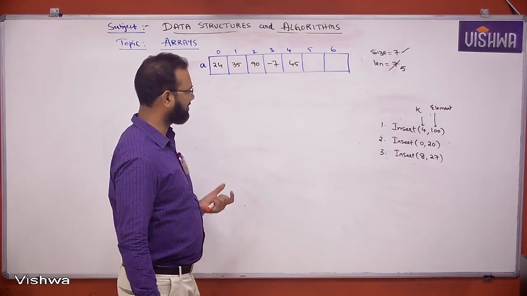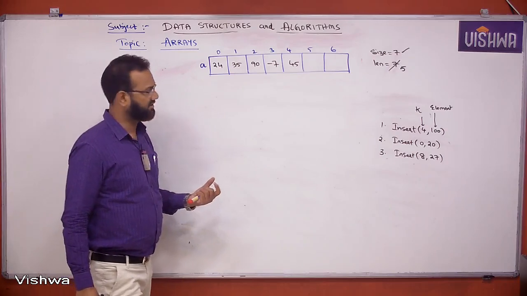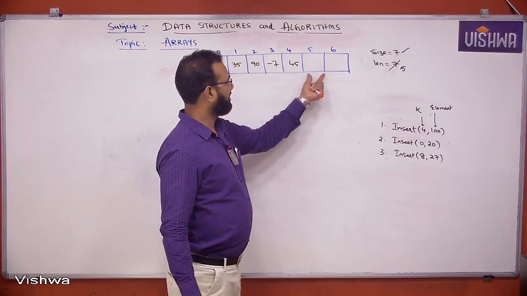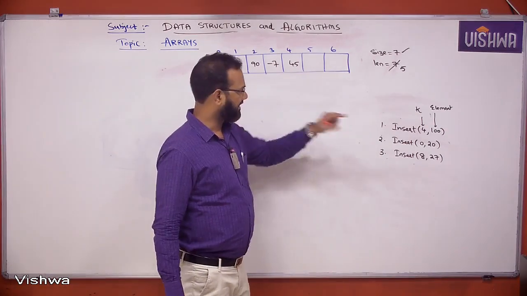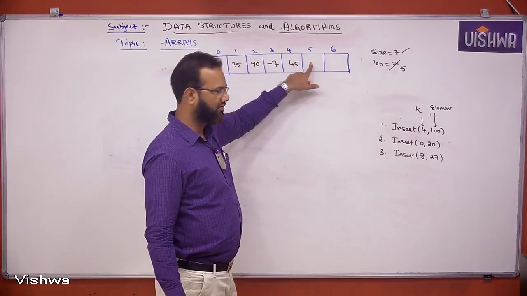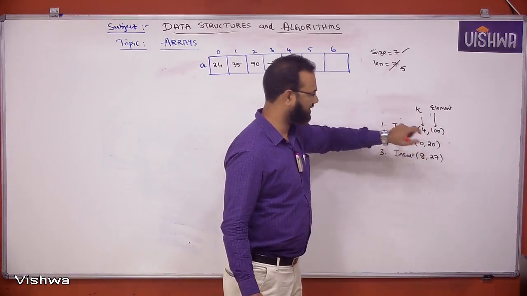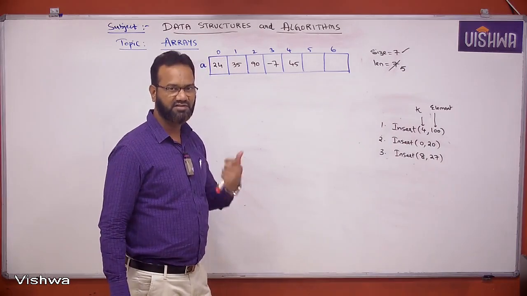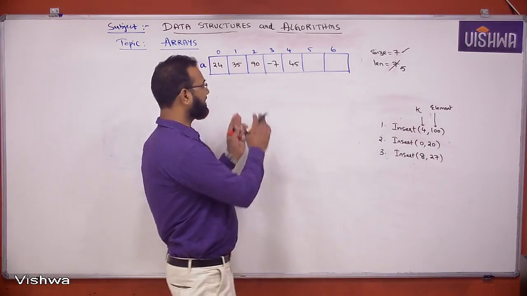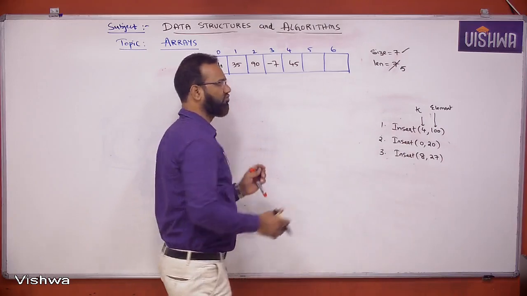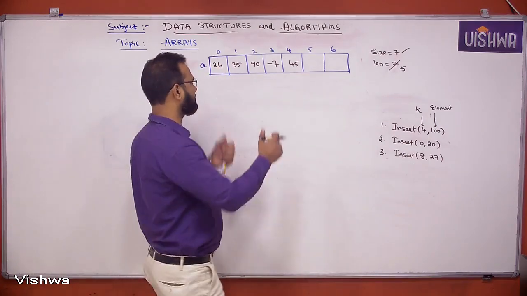Do we have any other alternate solution? Yes, we have empty memory locations here. Can I insert 100 over here? No, I want 100 to be inserted at 4 only. Then what is the requirement? Can I make the remaining set of elements move further? Yes. What are those elements?